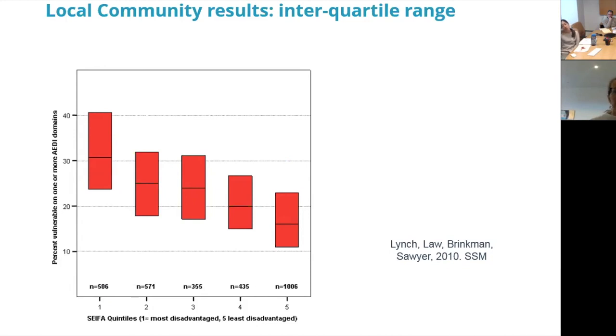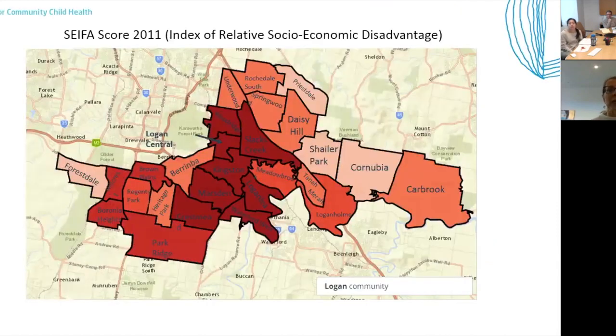So you can see these are the least disadvantaged, the most disadvantaged communities, and the percent vulnerable on one or more domains of the AEDI. And you can just see the narrowing down here of the least disadvantaged, but the amount here of the poorest areas. So we just have this kind of social gradient of our communities across Australia. And what the EDI allows us to do is look at this community variation map-wise. So when we said the EDI is putting children on the map, we literally have maps.